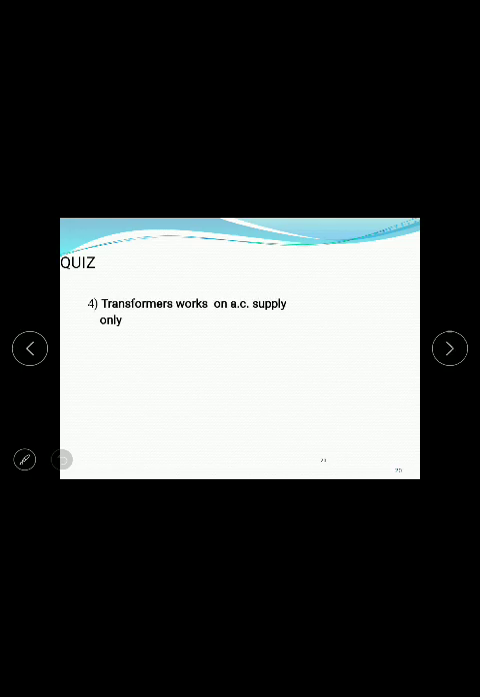Transformers work on AC supply only, not on DC supply. Yes, it is true.